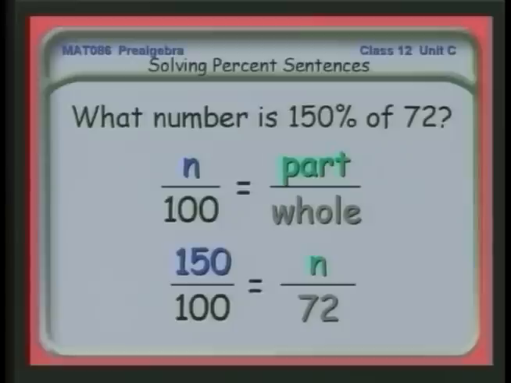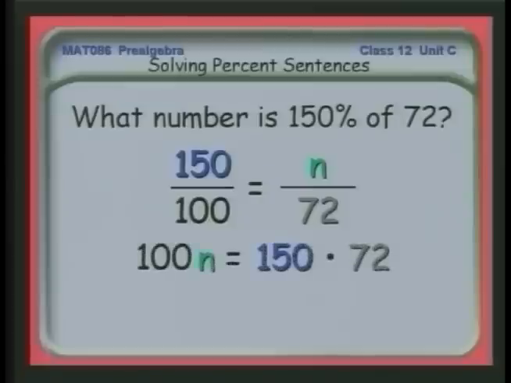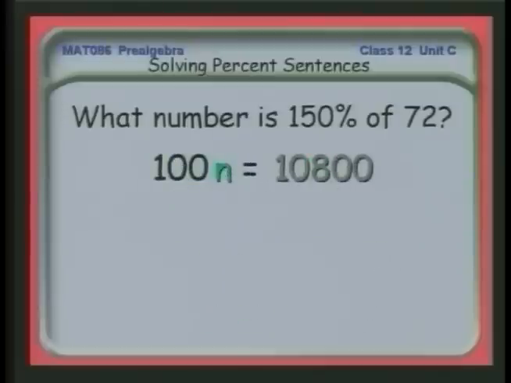Just looking at this proportion, you see that 150 is greater than 100. What should that tell you about the n? The n needs to be greater than 72. When we now do the math, we can cross multiply: 100n equals 150 times 72. Doing the multiplication, I get that 100n is equal to 10,800. Let's solve this for n, the part of the whole.